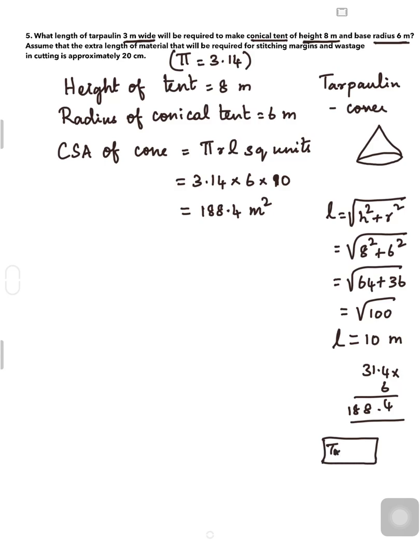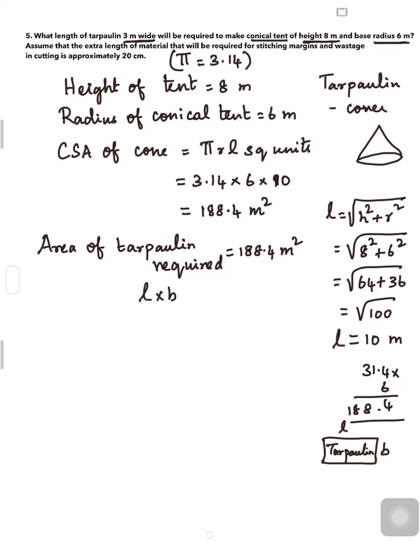And you know the tarpaulin will be in a rectangle shape, so it will have a length and breadth. With that rectangular tarpaulin only they will make a conical tent. So area of tarpaulin required is nothing but the CSA of the cone, that is 188.4 meter square. And tarpaulin is in what shape? Rectangle shape. What is the area of rectangle? L into B is given as 188.4 meter square.